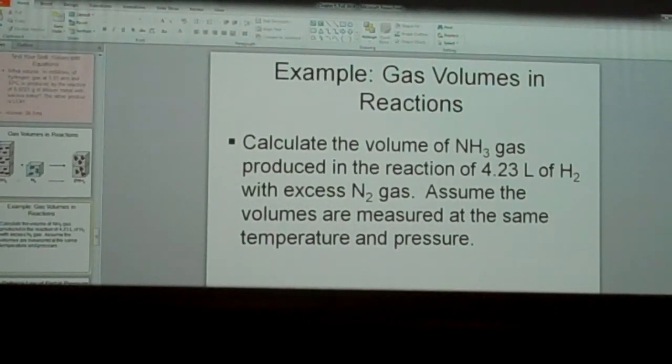What's the answer? Just scream it out loud, everybody. Say it. 2.82 is correct. Now let me show you how easy this one was. So here's the equation. There's the equation that we're going to use. 3H2 plus N2 gives 2 NH3.